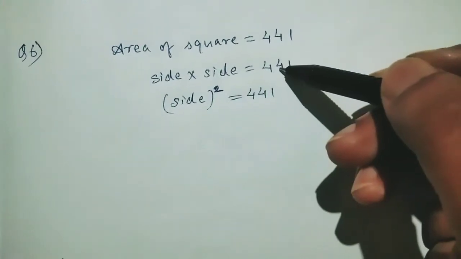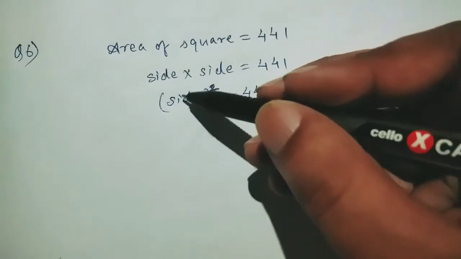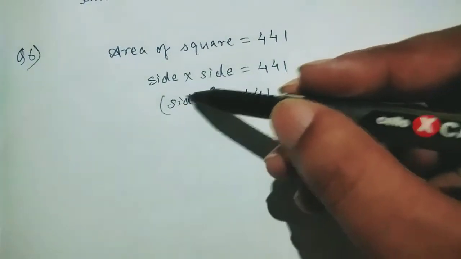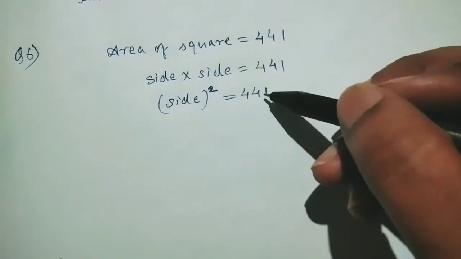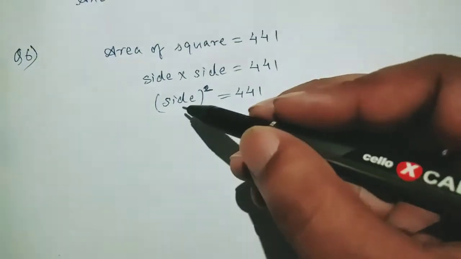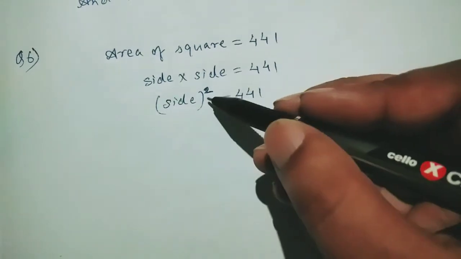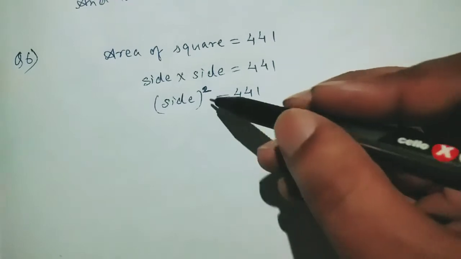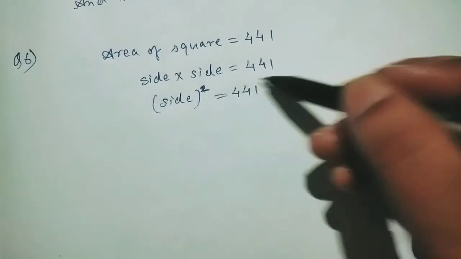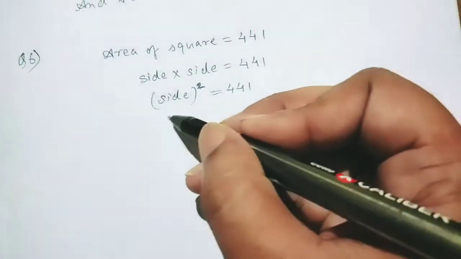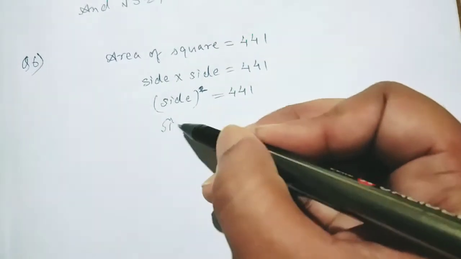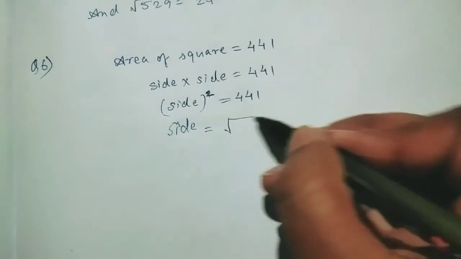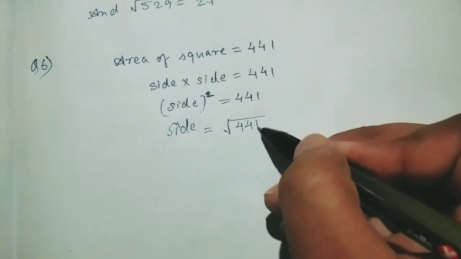So here 441. Now side into side means what? Side square, right? Anything you multiply two times becomes a square. So it is side square equal to 441. Now how can you get the side value? This is the rule. Always remember, when there is a square, it goes to the other side and becomes a square root. In this way, side equals the square root of 441.